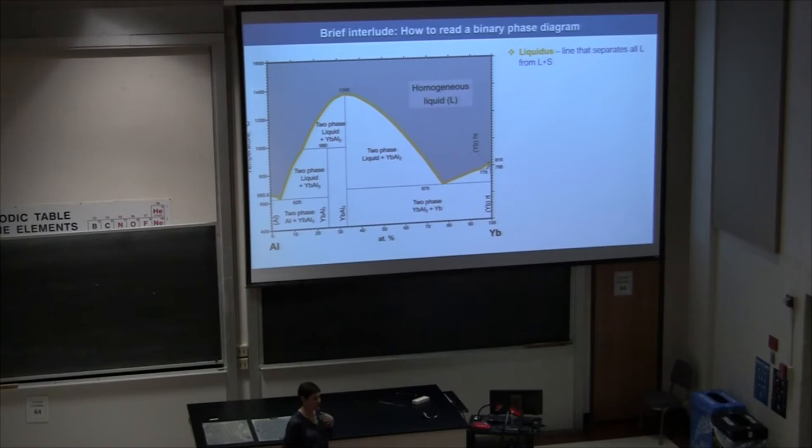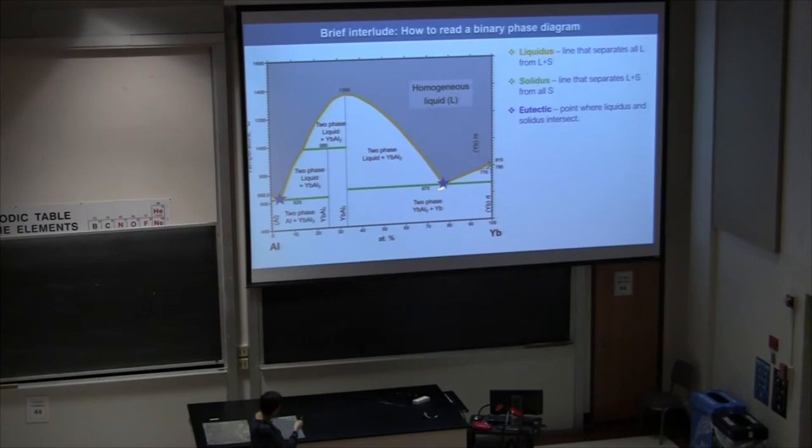Okay, so everything on here has a name. So the line that separates the phase that's all liquid from one that has liquid and solid is known as the liquidus. These horizontal lines that separate the liquid solid from the all solid region is known as the solidus. These positions here, where you can see there's a local minima in the melting temperature, so it comes down here to a minimum and it intersects with the solidus, and it also comes down on this side and intersects with the solidus. This is known as a eutectic, and eutectic points can be incredibly useful.